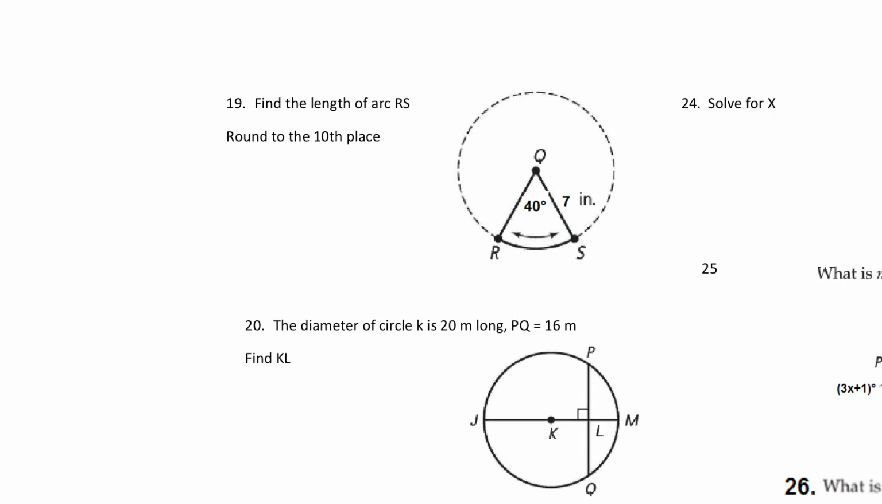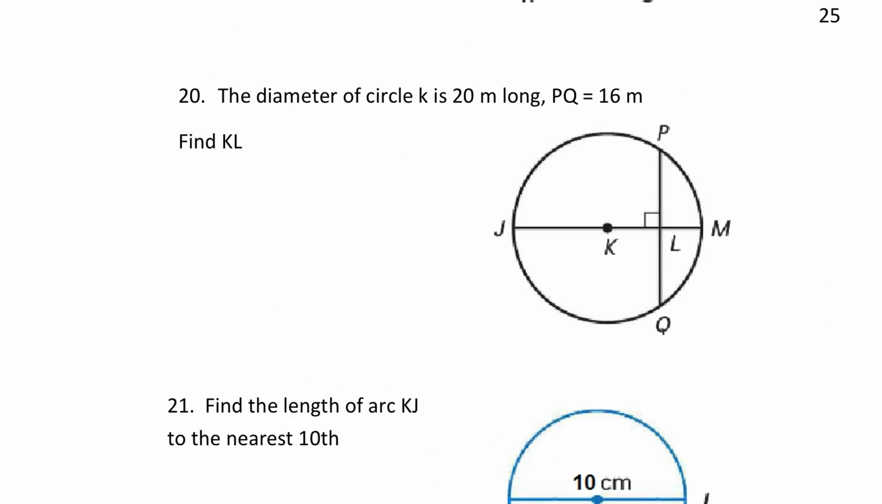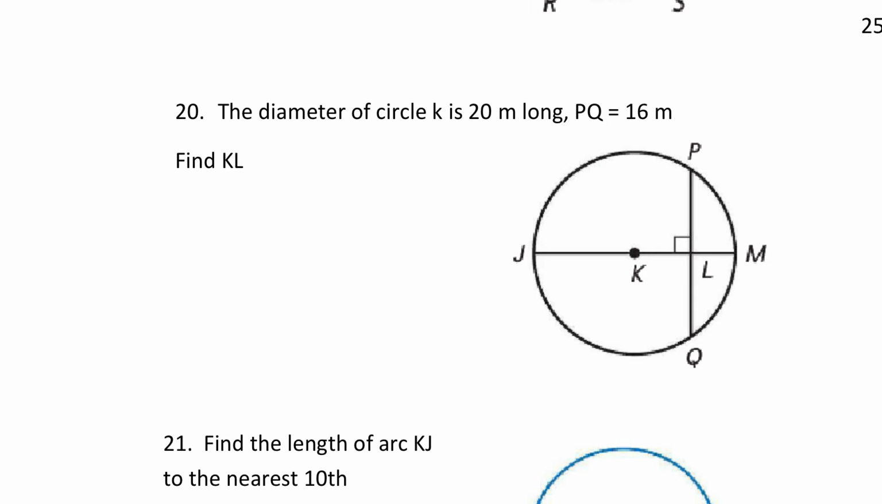Okay, on the back. Let's look at number 20. It says the diameter of circle K is 20. So if the diameter is 20, how long is the radius for the circle? 10. That is important, I am going to need the radius. If the diameter is 20, the radius is 10.